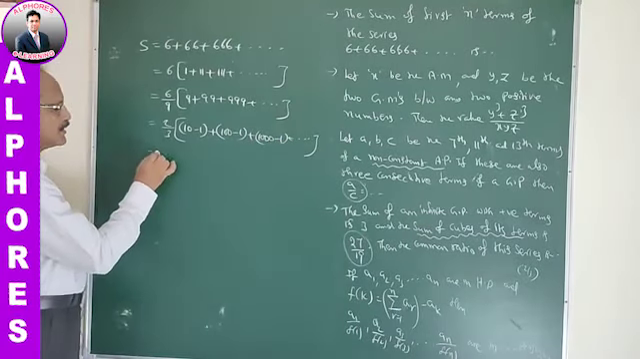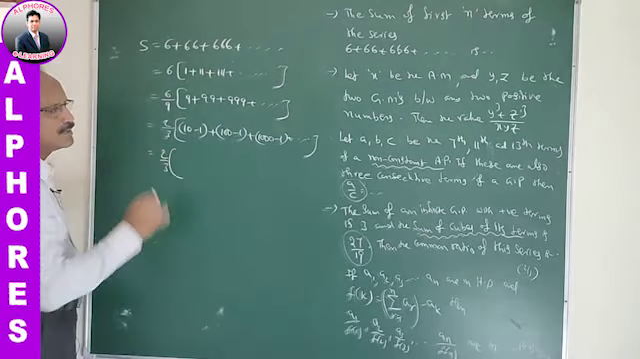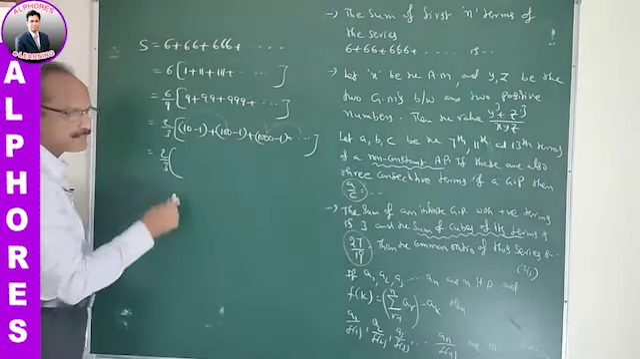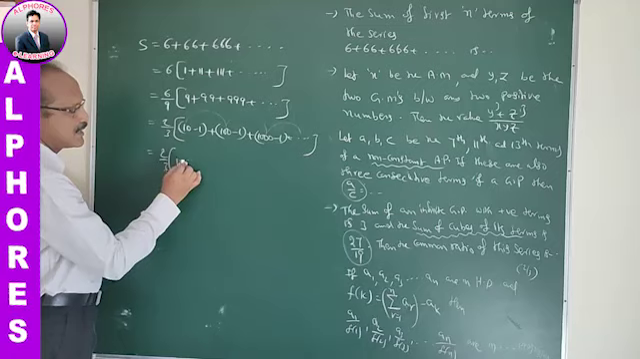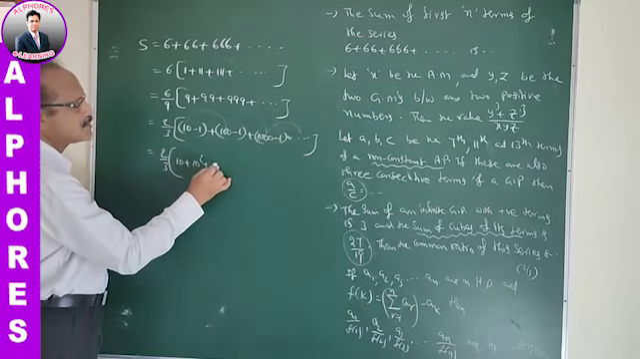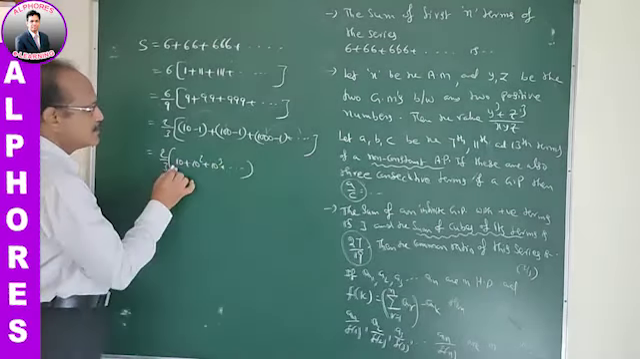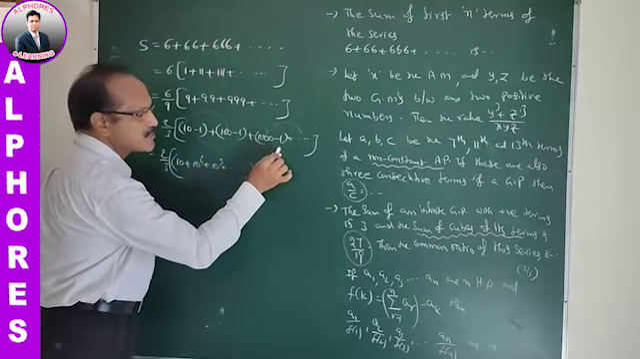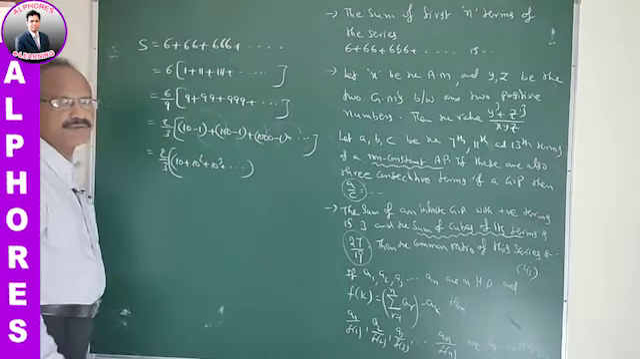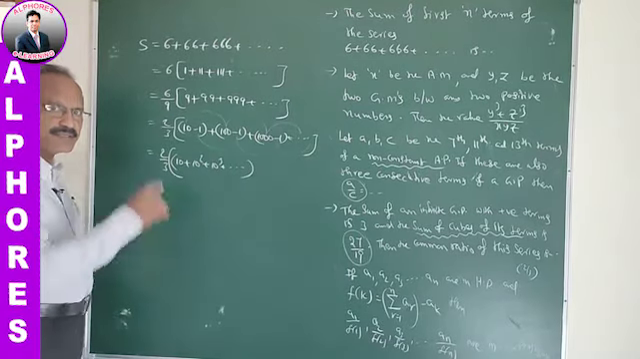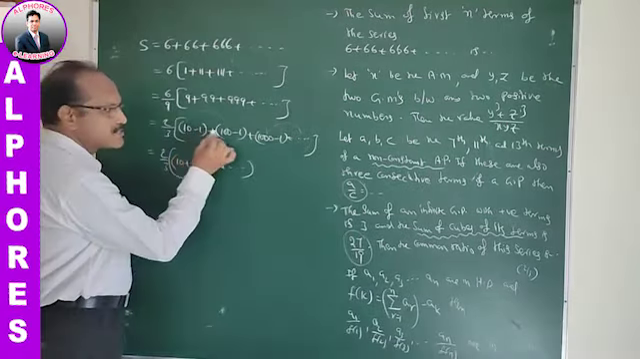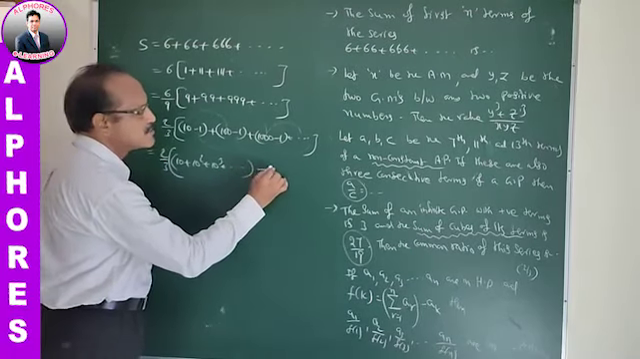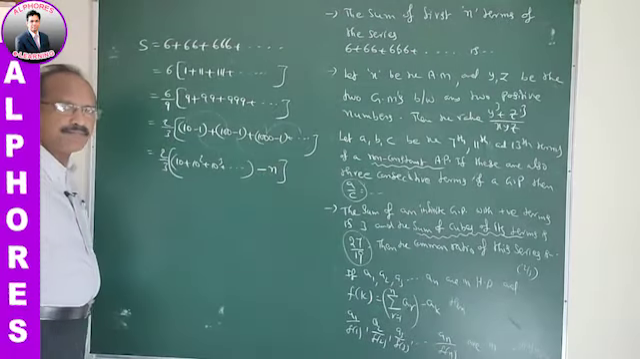Right. Next, 2 by 3 of, I am writing 10, 10 square, 10 cube like that. That is, first terms 10 plus 10 square plus 10 cube plus etc., and minus 1 plus minus 1 plus minus 1 up to n times, because you are going to calculate the sum to n terms of this sequence. If you add minus 1 n times, then the answer is minus n.